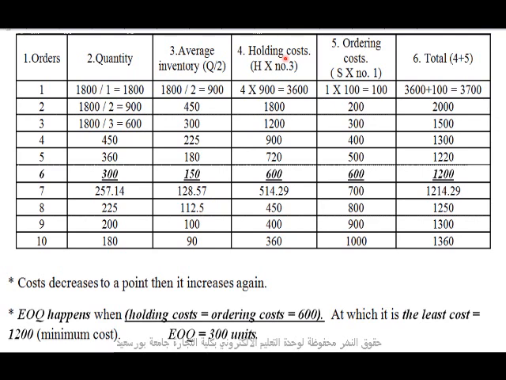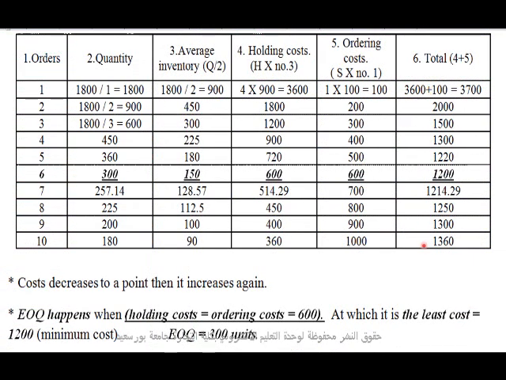Holding cost will be equal to holding cost per unit, 4 in our exercise, times column number 3. Ordering cost, this is number of orders times S, ordering cost per order, equal $100. So this column times $100. Total cost will be equal to holding cost plus ordering cost.